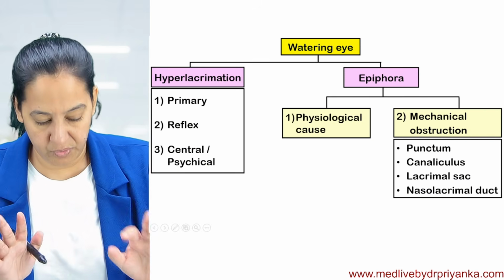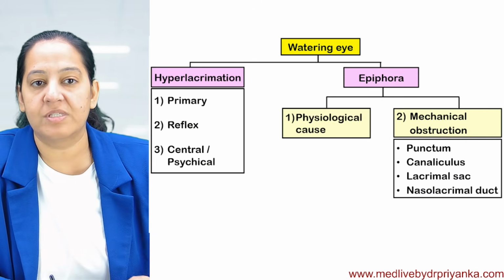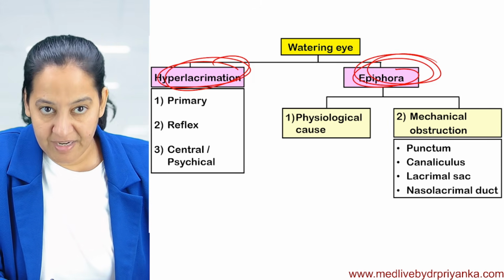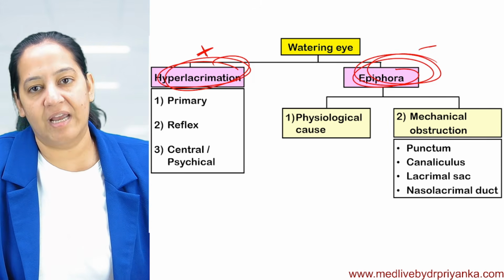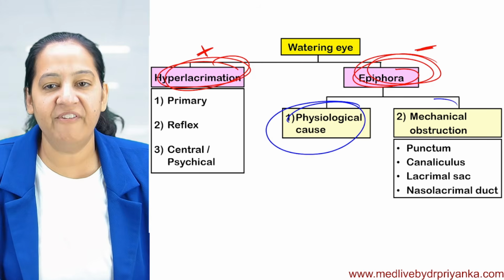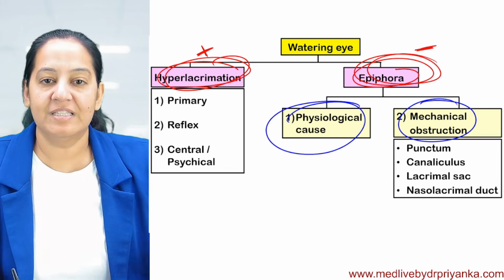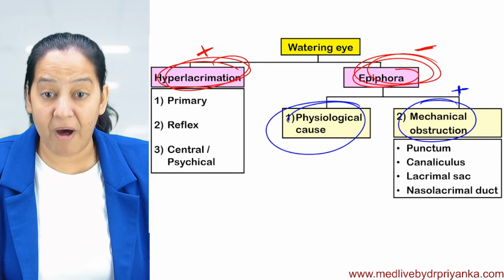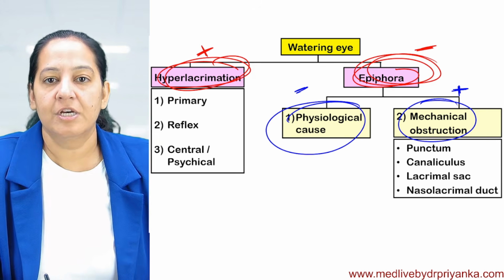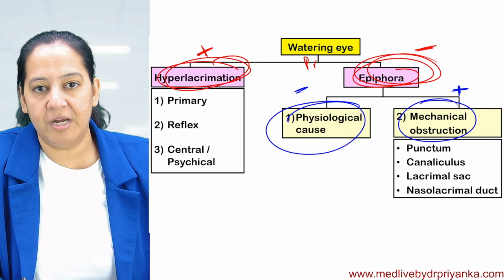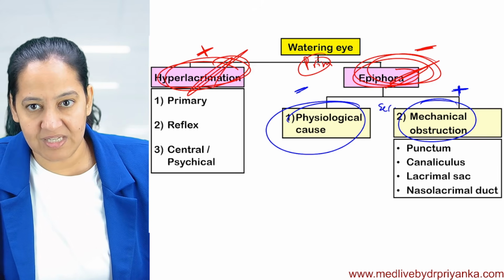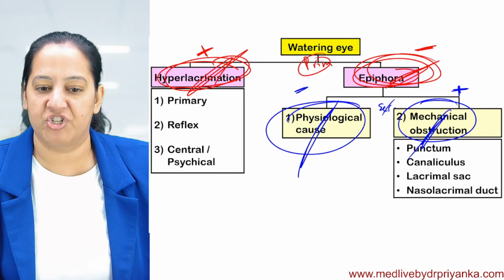So what I want to differentiate here, the primary Jones test differentiates hyperlacrimation from epiphora. The primary Jones test is positive in hyperlacrimation and negative in epiphora. And the secondary Jones test differentiates the pump failure from the mechanical obstruction. It is positive in mechanical obstruction, partial mechanical obstruction, and is negative in the pump failure. That is the secondary Jones test. So the primary Jones test differentiates hyperlacrimation from epiphora, and the secondary Jones test differentiates the pump failure from the partial obstruction.